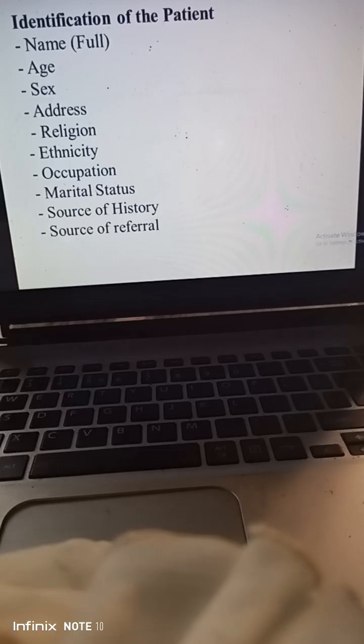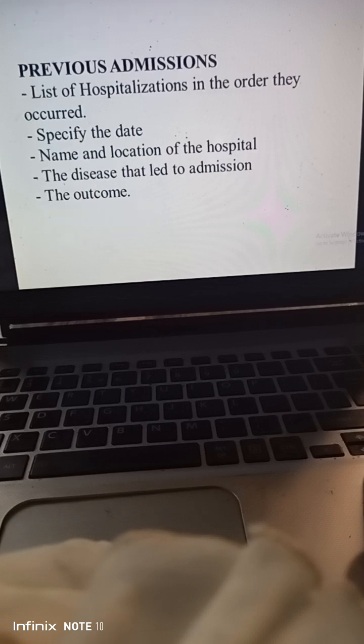So age is very important. The same is true for sex. So you have to clearly write this identification data of the patient.